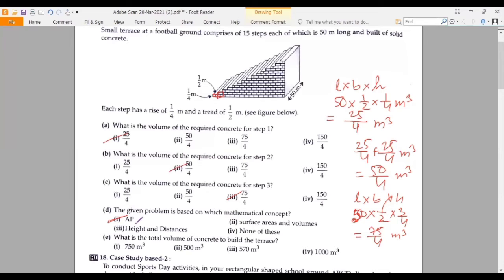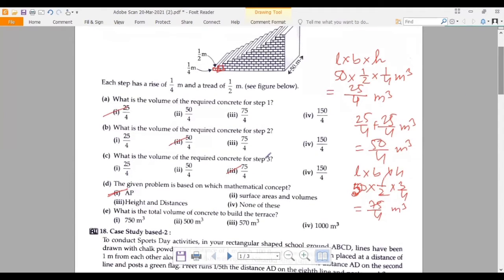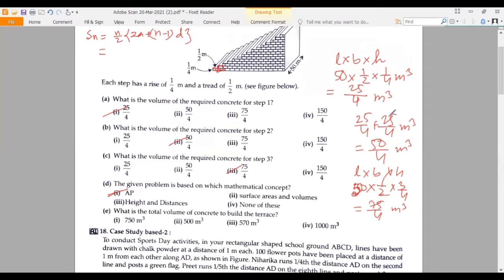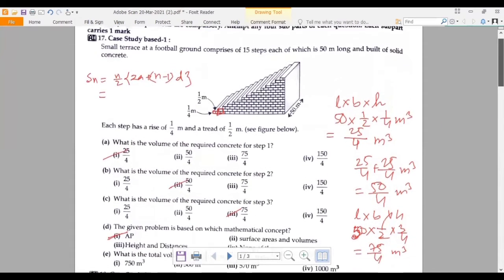Next, what is the total volume of the concrete to build? Using arithmetic progression, we will find out the volume. So what is the formula? Sn equals n by 2 into 2a plus n minus 1 into d, where d is the common difference. So here n by 2, how many steps are there?